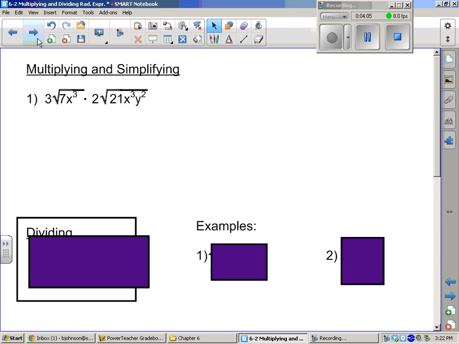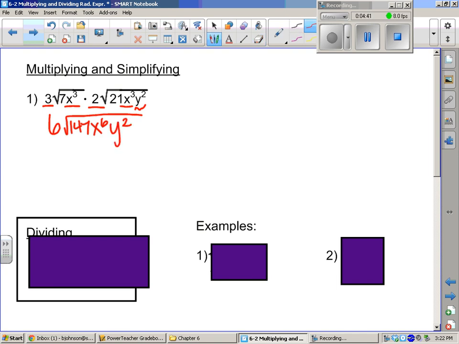Alright, here's a combination actually of multiplying and simplifying. And just like Mrs. Kendra just did, we're going to put our outsides together and our insides together. So 3 times 2 will give us a 6 on the outside. Underneath we're going to have 7 times 21, that's 147. And x to the third and x to the third, that's actually x to the sixth because I'm adding the exponents. And there's no y over here, but I got a y squared, so I'm going to throw that underneath there. Y squared.